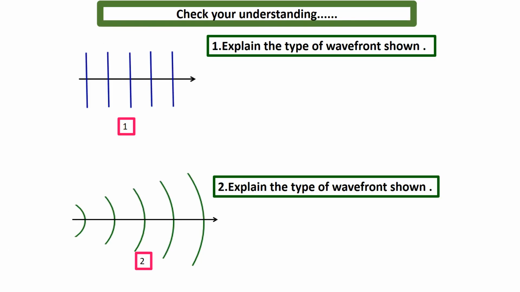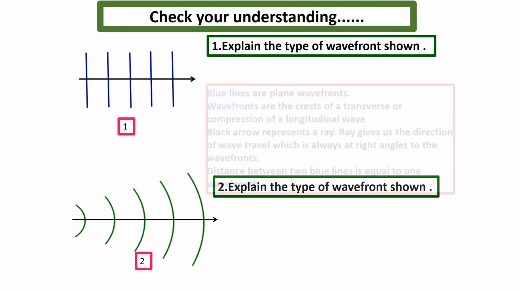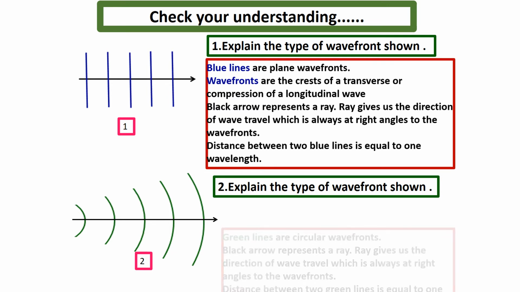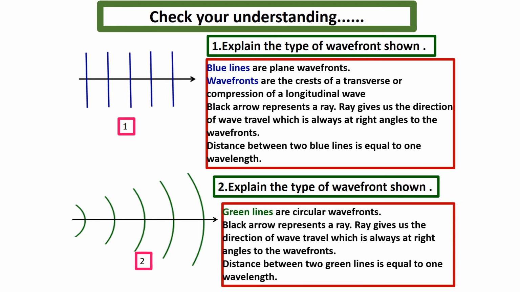So check your understanding. Explain the type of wavefront shown for 1 and 2. So 1 is a plane wavefront, okay, and type 2 is a circular wavefront, okay.